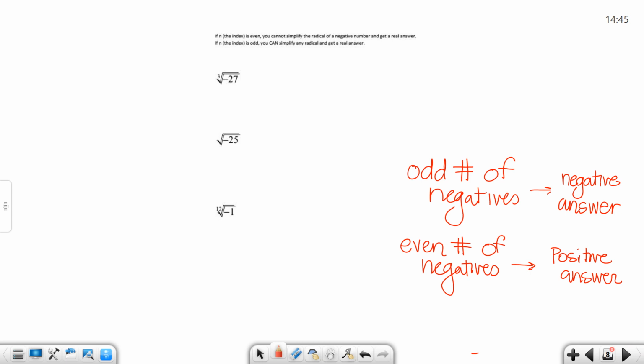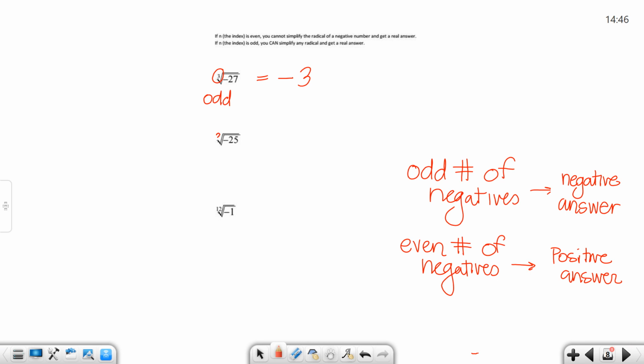So when we get ready to do these, we have to look at whether the index, that's this number here, is that index odd or even. Since this one is odd, that means I can take 3 negatives and get a negative result. My answer would be negative. 3 3's make 27, so the answer would be negative 3. Negative 3 times negative 3 times negative 3 would give me a negative 27.